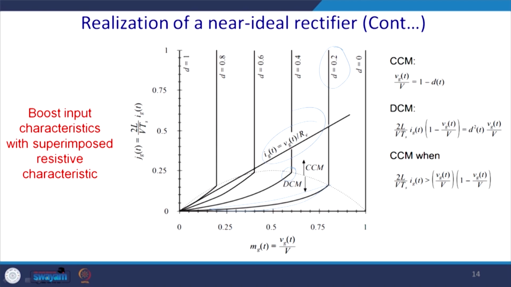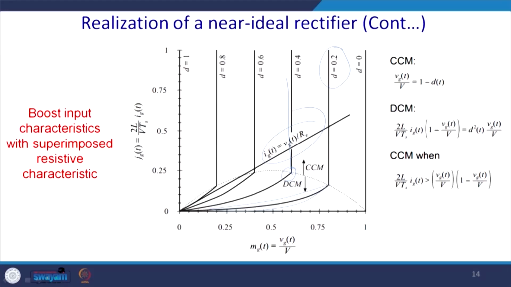The challenge is maintaining the ideal characteristics of this rectifier at light load. So, from there you will take the continuous mode of conduction, and when duty cycle is 0.6, you almost follow the load line, and this is above the load line. So, you will reach continuous conduction mode faster.